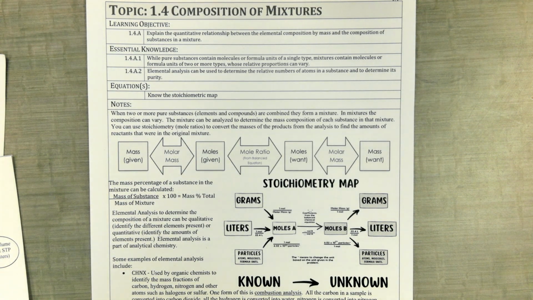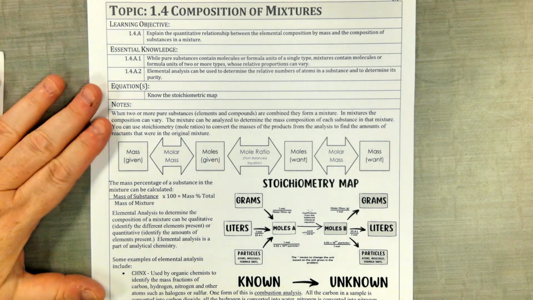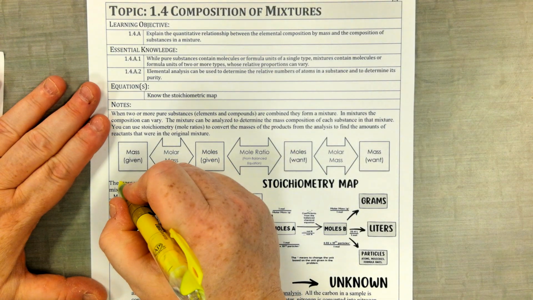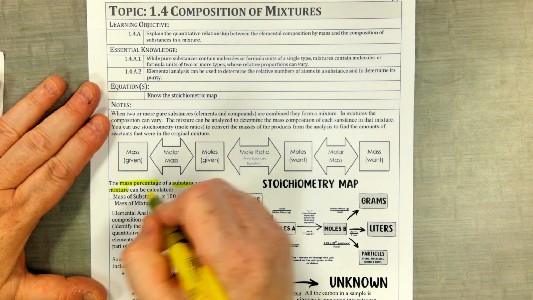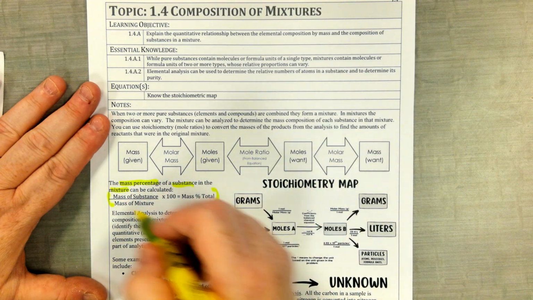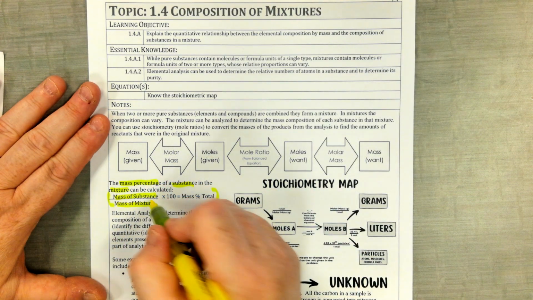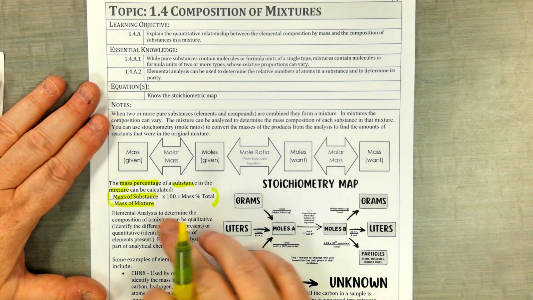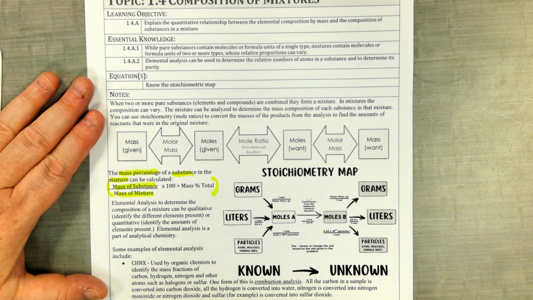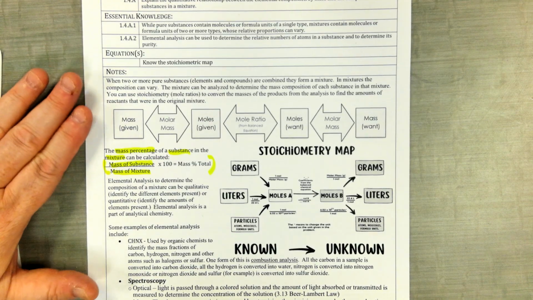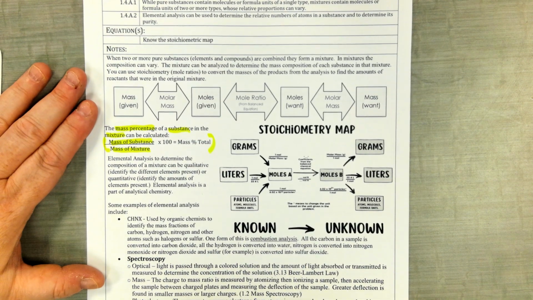A couple of things. Not only the stoichiometric map do you need to know, but you need to also know how to calculate mass percentage of a substance in a mixture. And that is this right here. You're going to take the mass of the substance divided by the mass of the total mixture times 100 to get the percent mass of that substance. So that would be the other equation that you need to know from these notes.